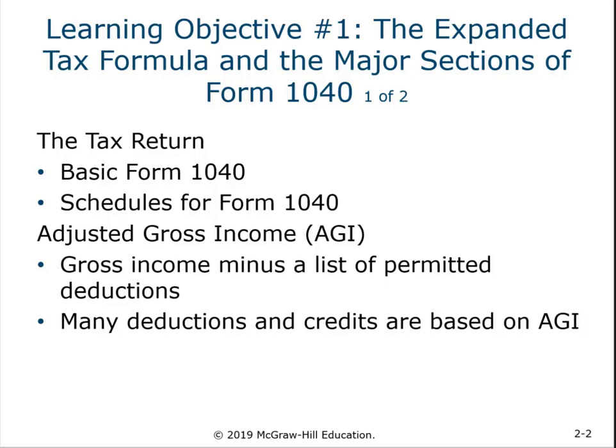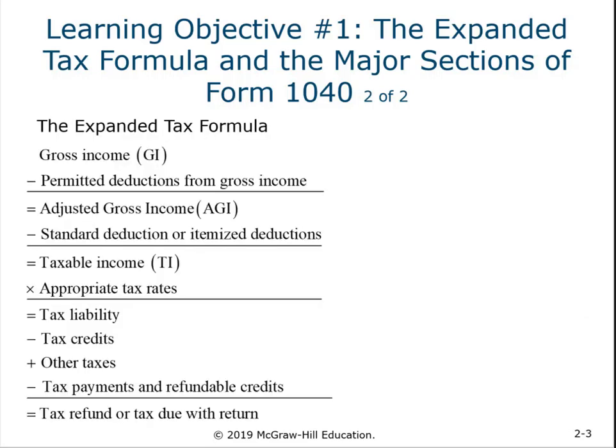And here's the thing. Not only is AGI a subtotal in our process, it also affects other deductions and credits that we will encounter later on. So here is our expanded tax formula. You see it follows the same basic outline as what we learned in Chapter 1, but with some important expansion, you might say. And here's where AGI is. It is a step towards taxable income.